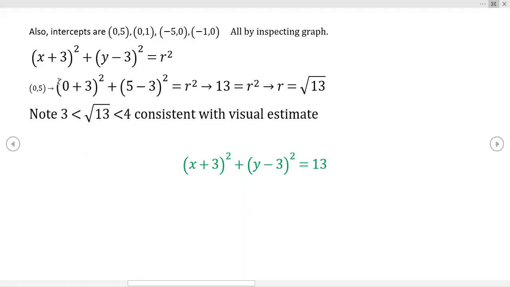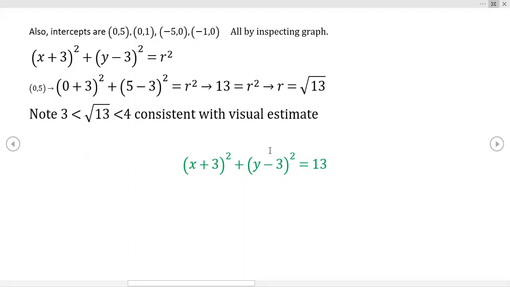So look what happens here. If you put the 0 right there where the x is, and the 5 right here where the y is, you're going to get 3 squared plus 4 squared, which is 13. So that tells you that r squared has to be 13, and the radius itself is √13.